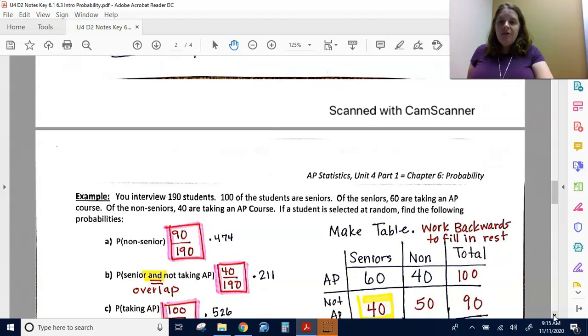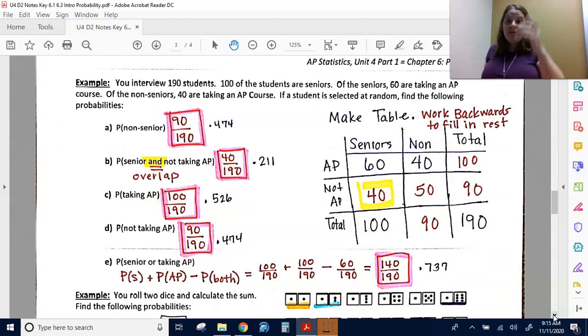All right. So working from a problem, so I have 190 students, 100 of them are seniors. Of the seniors, 60 are taking an AP course. Of the non-seniors, 40 are taking an AP course. If the student is selected at random, find the following probabilities. Now, my advice to you is anytime you have a bunch of numbers like this, you should consider trying to make a table. There's 2 things going on here. We have seniors and non-seniors, and we have AP and not AP. So that's what I filled in first.